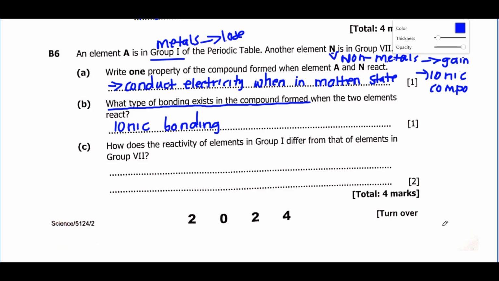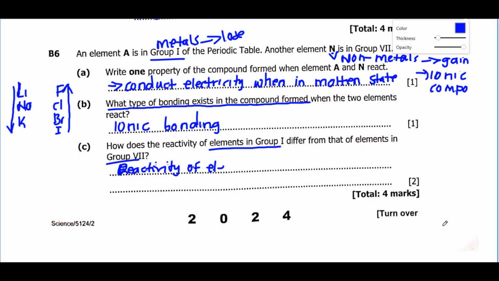So how does the reactivity of elements in group 1 differ from that of elements in group 7? So in group 1, for example, if we take lithium, sodium, potassium, their reactivity increases as you go down the group. But for group 7, we have fluorine, chlorine, bromine, iodine. Their reactivity increases as you go up. So that's the difference.